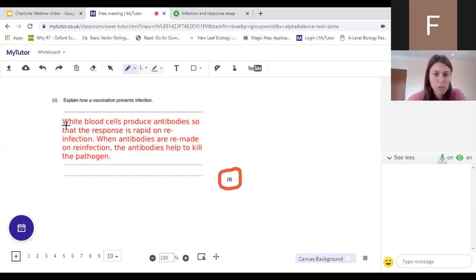So the first mark was for white blood cells produce antibodies. The response is rapid on reinfection, that's another one. And then why is it rapid on reinfection? So the antibodies help to kill the pathogen. Another mark there.